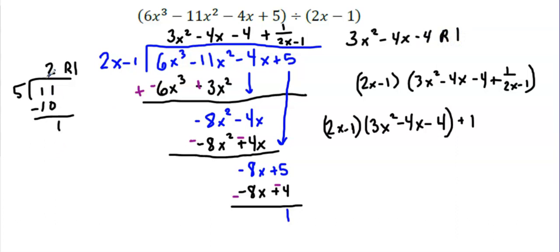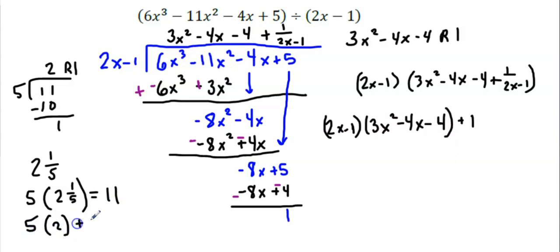We could also write our quotient as 2 and put the remainder over the divisor, so 2 1/5, just as we did right here with this quotient, where we have the remainder over the divisor. Keeping with our similar ways of expressing our answer, we could write this as 5 times 2 1/5 equals our 11. Or we can say 5 times 2 plus 1 equals our 11.